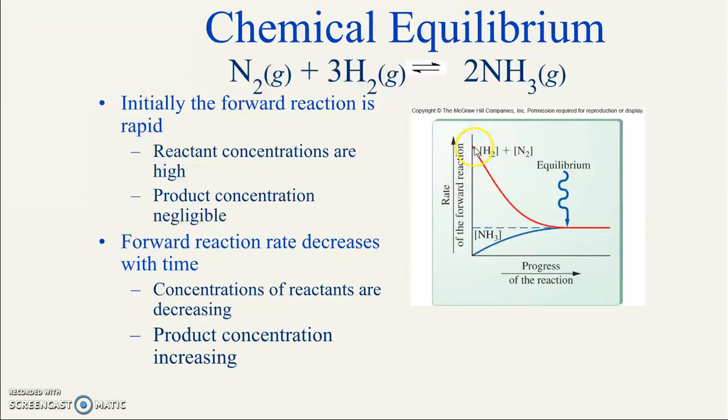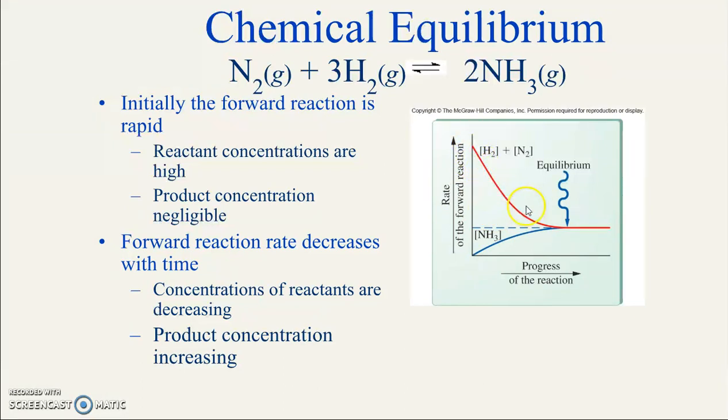The rate of the forward reaction is going to start out really fast, but then you notice it starts to slow down. The reactant concentrations are very high, and there's very little product being made. Like in the beginning, there's 0 product, and we have all reactant. So the forward reaction is very rapid, but as time goes on, it slows down. The forward reaction rate decreases with time because I lose some of these reactants as I make more product.